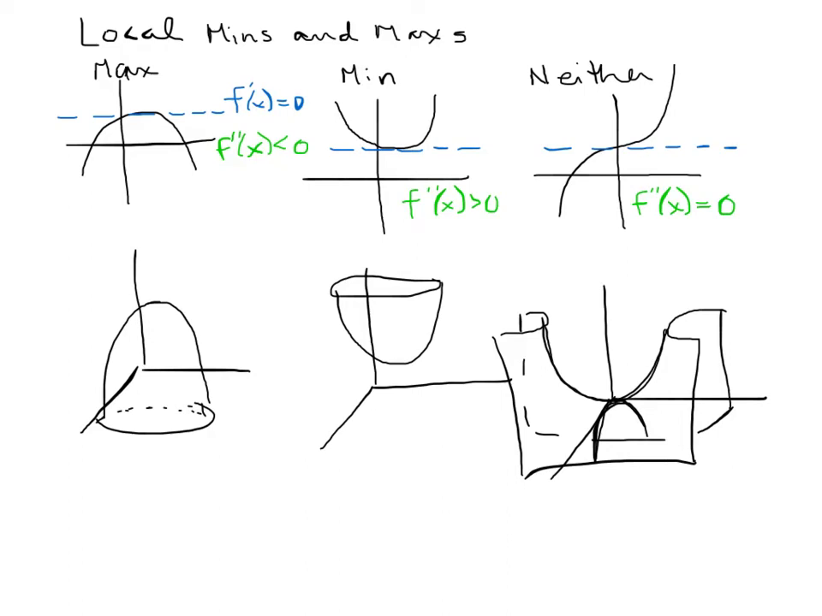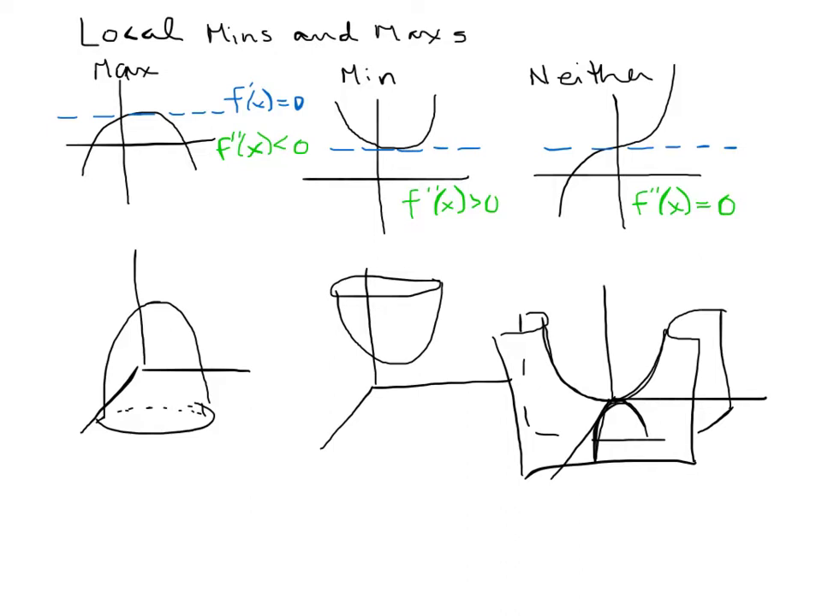So in this video, we're going to talk about local mins and maxes in 3 dimensions. And if we go back to Calc 1, remember that there were kind of 3 options if the derivative was equal to 0. So if you had this slope of 0, then there were 3 different things that could happen.